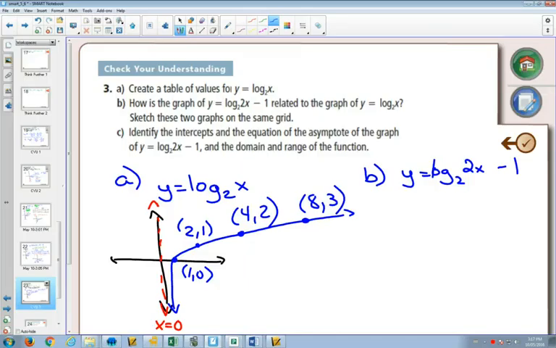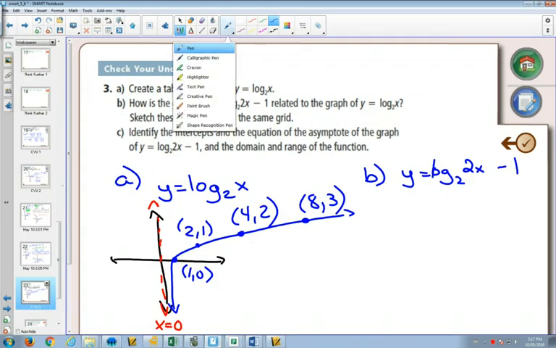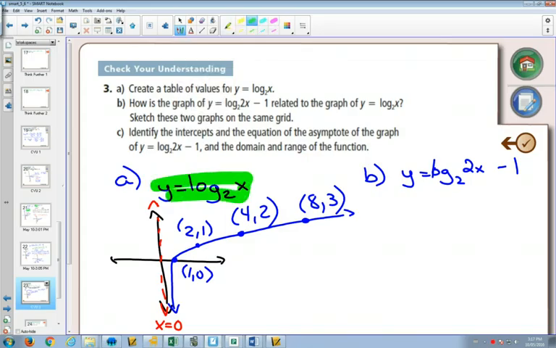Well, we've already graphed the base graph in part A. If we were highlighting things here, this is our base graph. This shows up in this graph. There's our log. There's our base 2. There's our x. I'm going to add brackets here, so that we can see that that minus 1 is after.